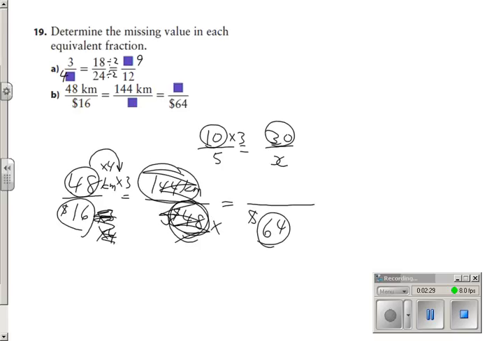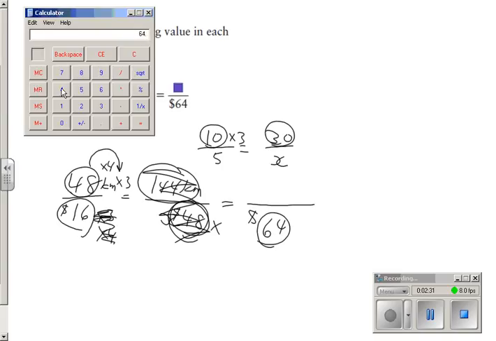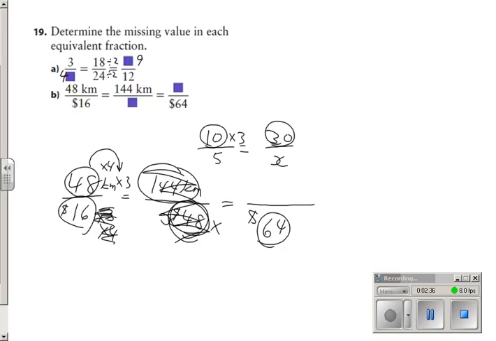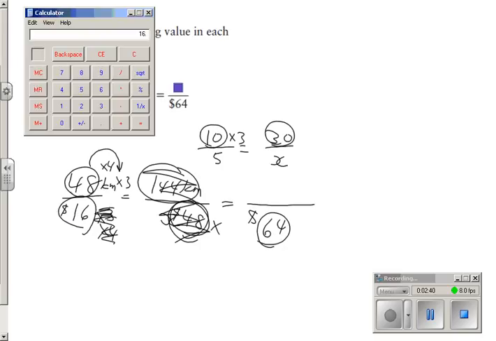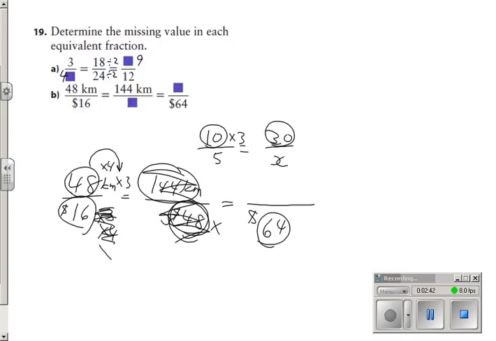So 64 divided by 16, this number right here. Oh, okay, it's not working. My marker's all over the place. Divided by 16 equals, and that gives me 4. So I said, I'll just use this one instead. Multiply them both by 4.